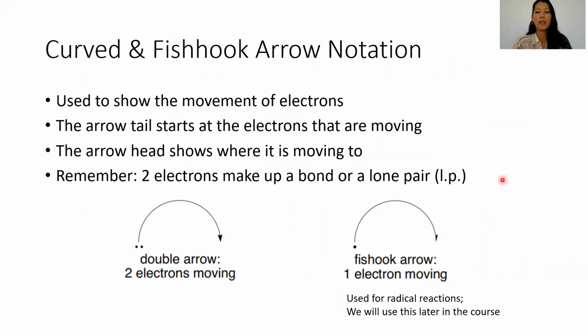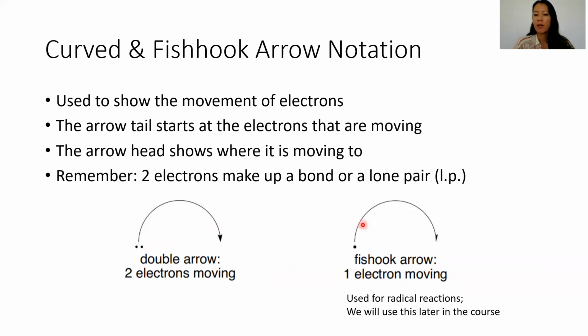Okay. The last topic we'll cover is using curved arrow notation. So there's a difference in types of arrows you use. This is the most important notation you'll use in showing how molecules react. They're used to show the movement of electrons. This is critical because 2 electrons equal a bond. So you're basically showing how bonds form, how bonds break. The arrow tail starts at the electrons that are moving, and the arrow head shows where it's moving to.